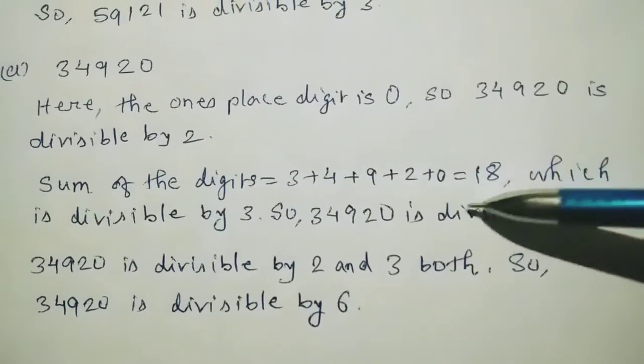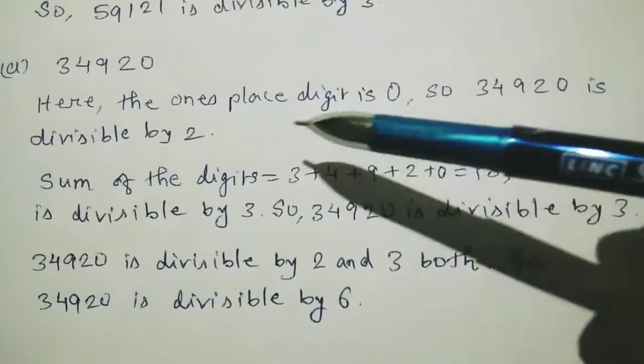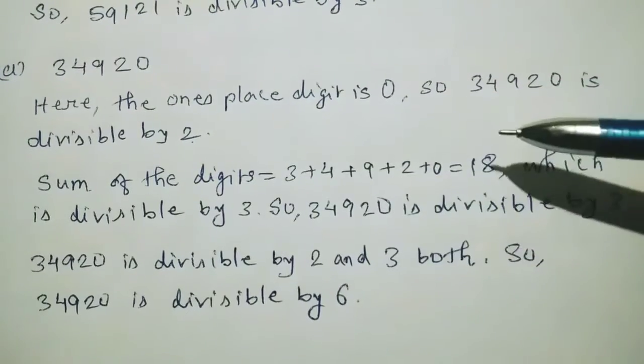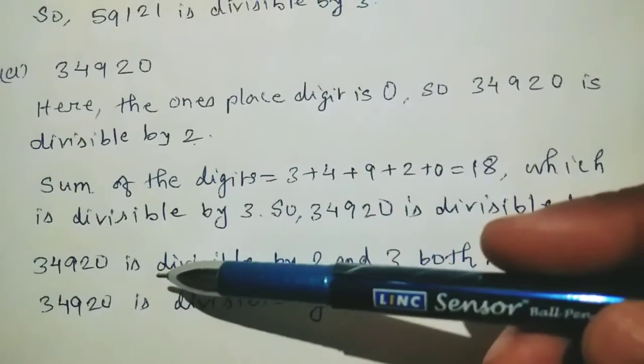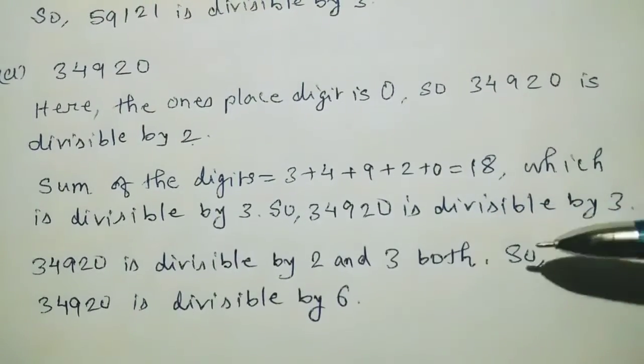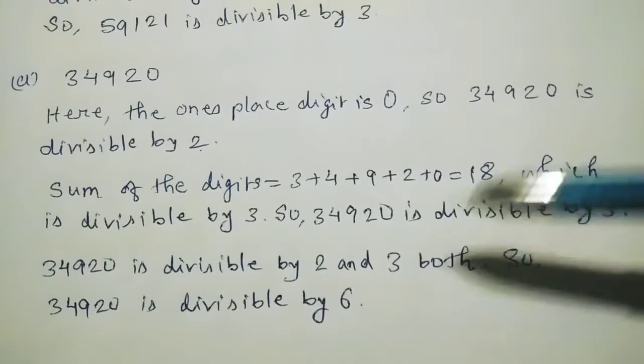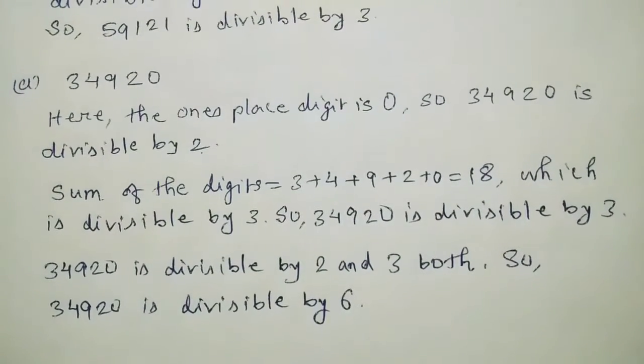So 34920 is divisible by 3. So when this number is divisible by 2 and 3 both, then what will happen? 34920 is divisible by 2 and 3 both. So 34920 is divisible by 6. Okay. So in this way you have to write this question.